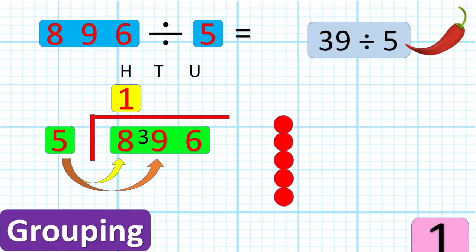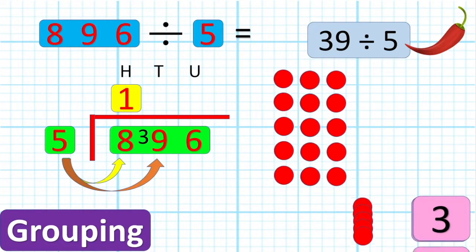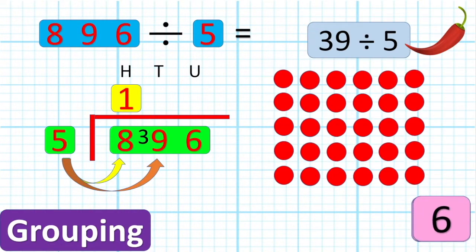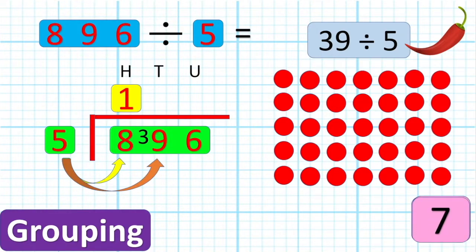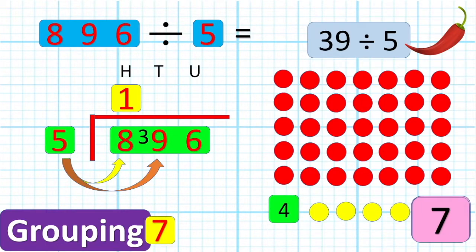So how many 5's are there in 39? Let's go up in our 5 times table. 5, 10, 15, 20, 25, 30, 35, 40. I can't use 40 because it's over 39, so let's come back. 35 goes 7 times. So I'm going to put 7 at the top there. But what have I got remaining? I've got 4 remaining. Okay, so I'm going to bring that 4 over into my next column.